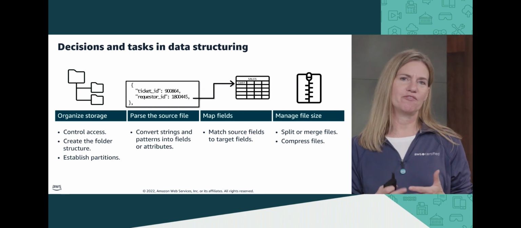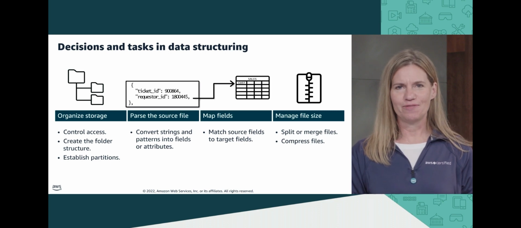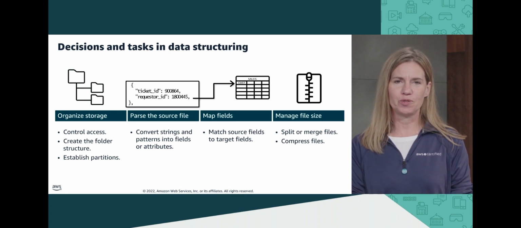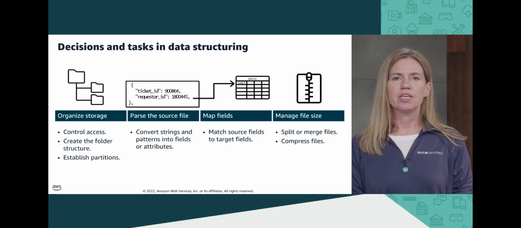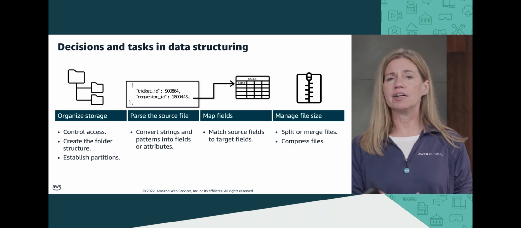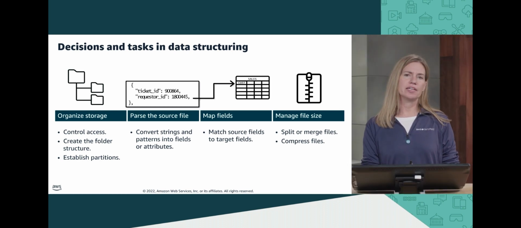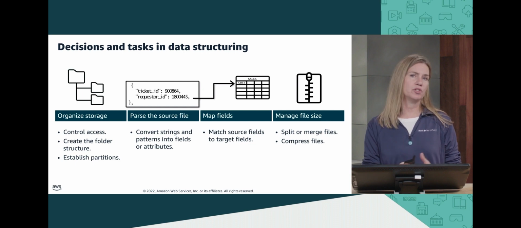In addition to parsing the file into relevant fields or attributes, you need to map fields in the source file to the appropriate fields in your target storage. For example, you might map a field called requester ID in the source file to a field called customer ID in your target. Another decision that you need to make as part of data structuring is how you will optimize file size for storage and retrieval.